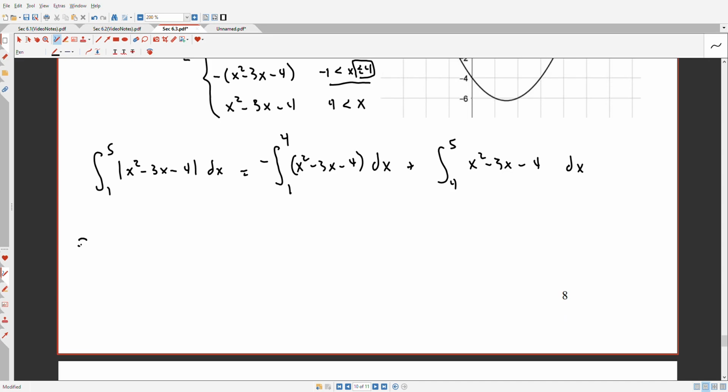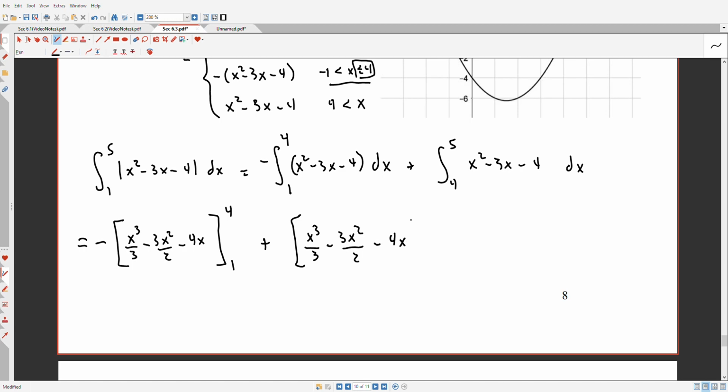Maybe I'll do the first one. That'll be negative. And the antiderivative for x squared is, of course, x cubed over 3. For 3x is minus 3x squared over 2. And for 4 is minus 4x. 1 to 4. And then the next piece would be x cubed over 3 minus 3x squared over 2 minus 4x, and that would go from 4 to 5.